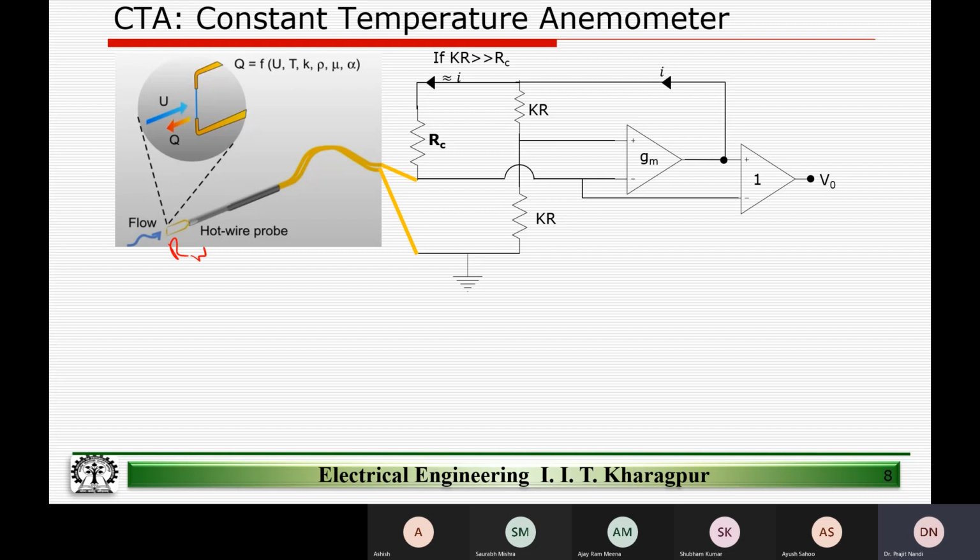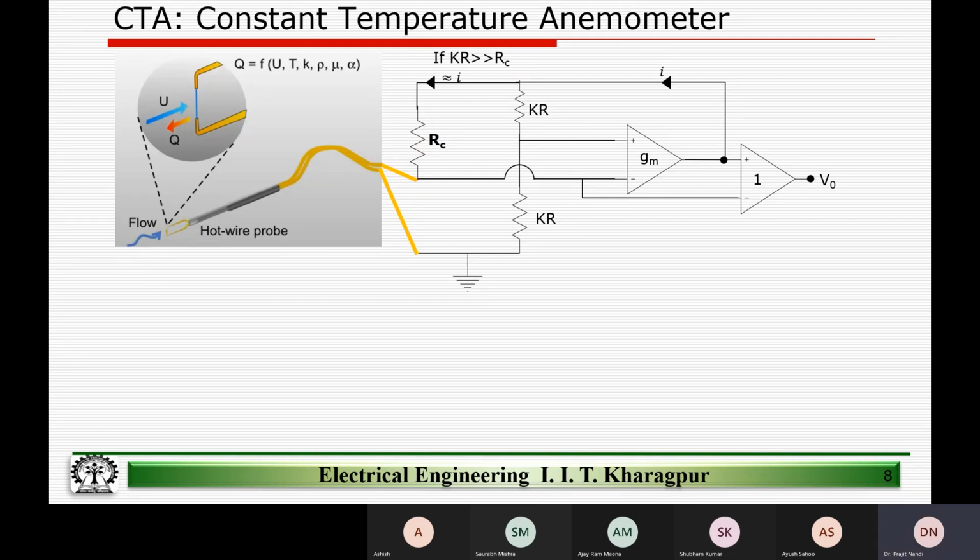Anyone? Ayush, Shubham, Ajay, Saurabh, Ashish, anyone? Sir, equal. Equal, correct. It will be equal, right? Because these two voltages are equal, because of the feedback. And what that means is, if this voltage here is some VB, the voltage of the bridge, so if this is VB by 2, then this point also will be VB by 2. So RC will be equal to RW, right?